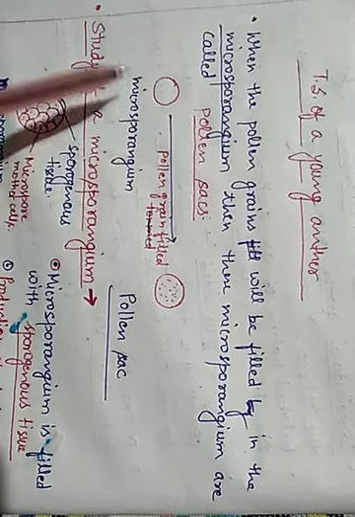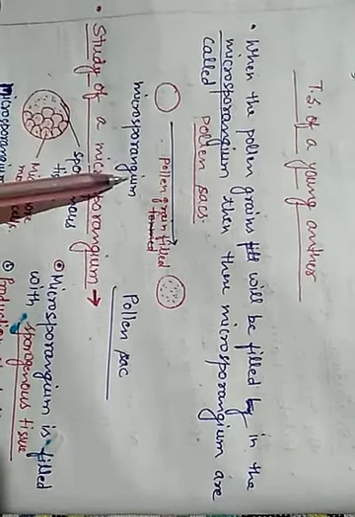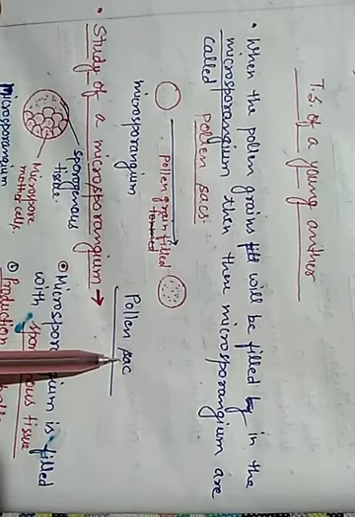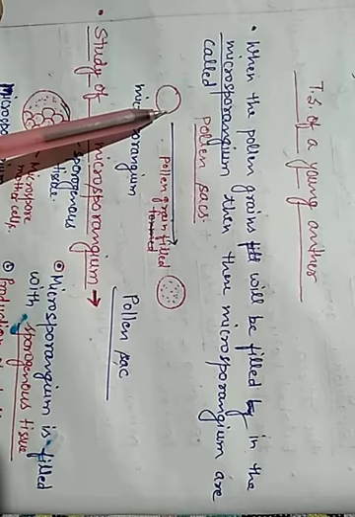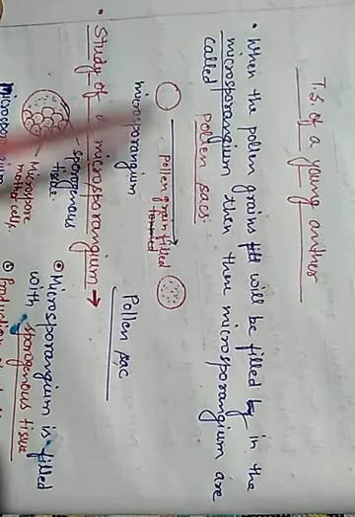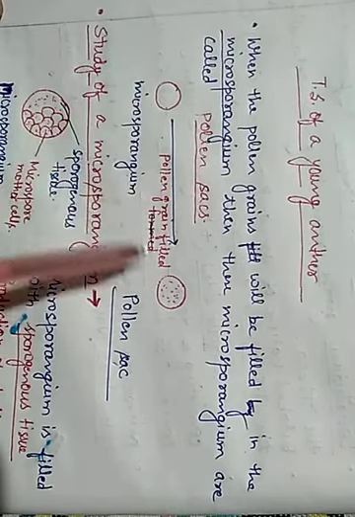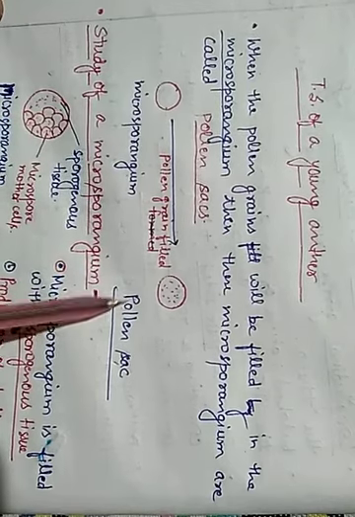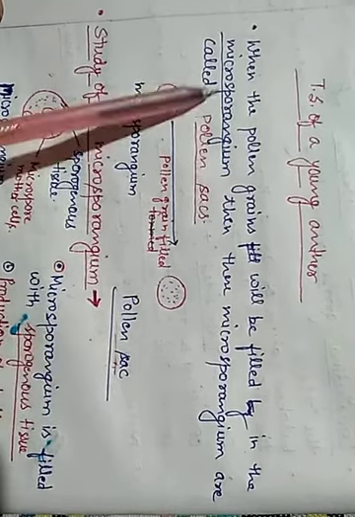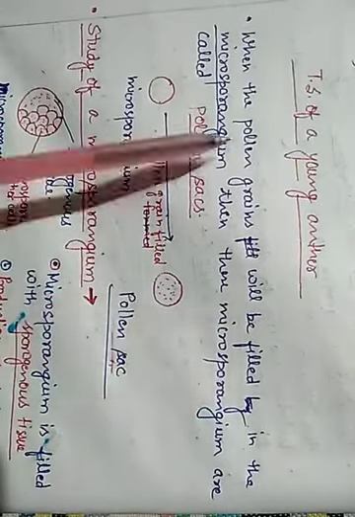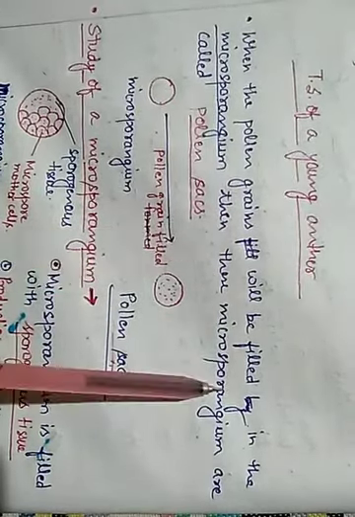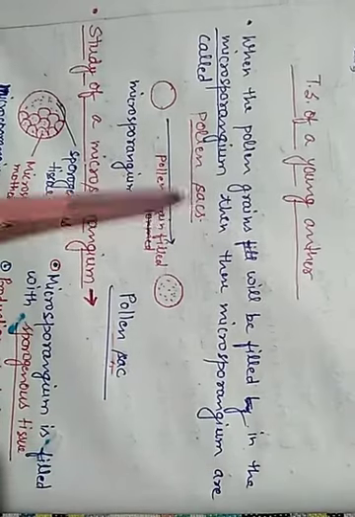Students, here 2 terms are coming: microsporangium as well as the pollen sac. So what is the difference here? This is a microsporangium, and when the pollen grains fill the microsporangium, it is known as a pollen sac. So when the pollen grains are filled in the microsporangium, the microsporangiums are called pollen sacs.